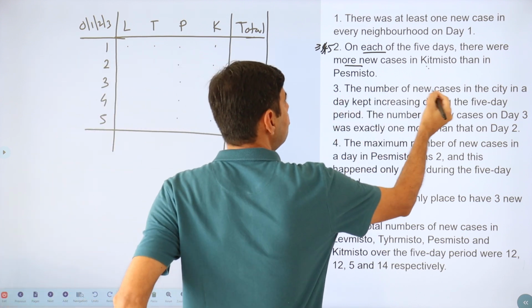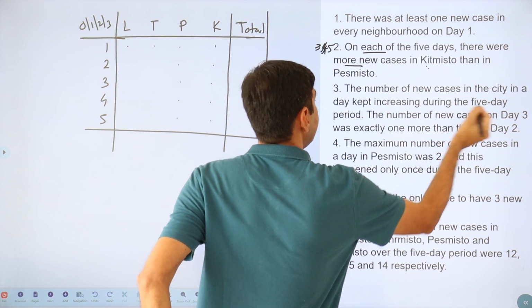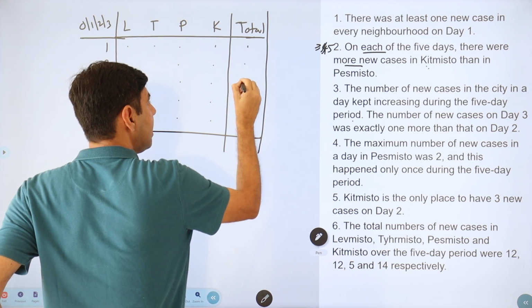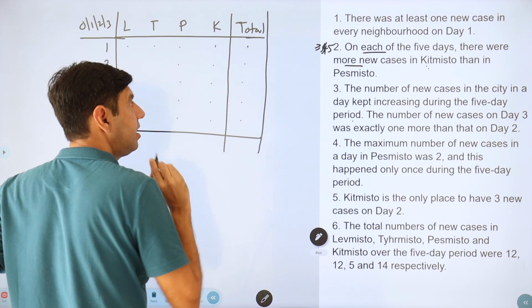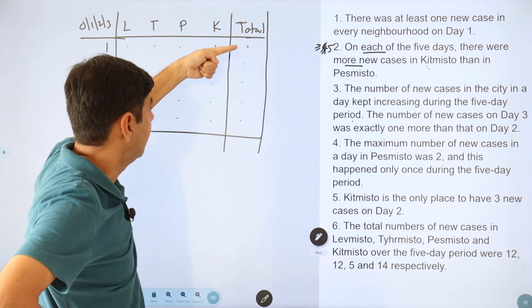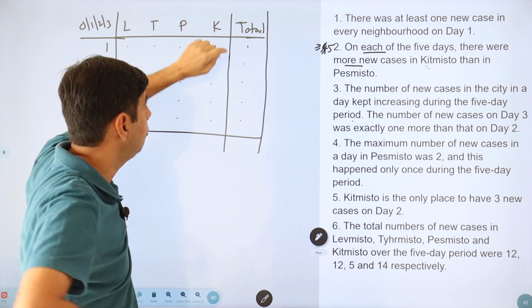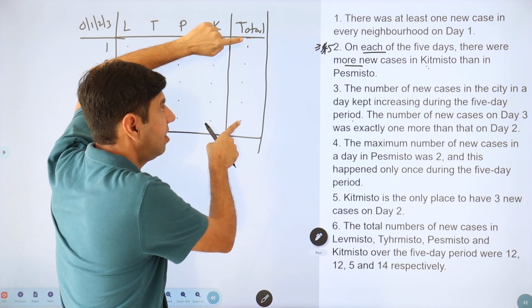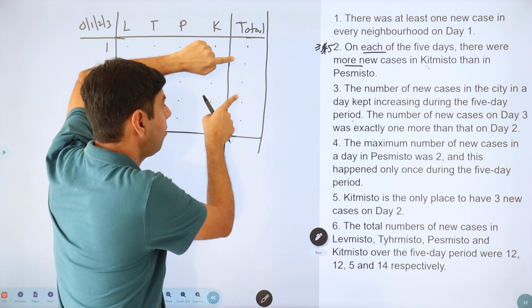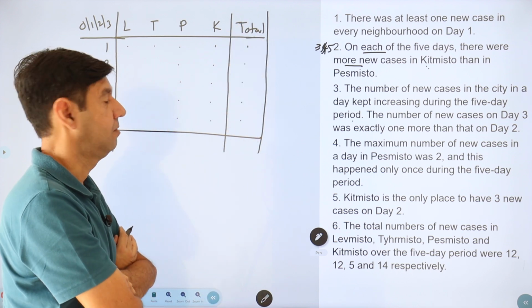Now the number of new cases in the city kept increasing during the 5-day period. So we are talking about an increasing order. It's continuously increasing. So if this was 5, if the minimum, then this has to be minimum 6, minimum 7, minimum 8, minimum 9. So how do you total? 9 and 5 is 14. This will be 14 and this will be half of that, 7. 14, 28 and 7, 35. The minimum has to be 35, the sum of it.